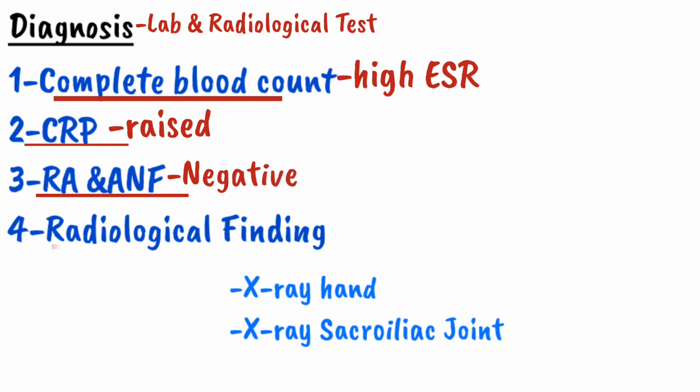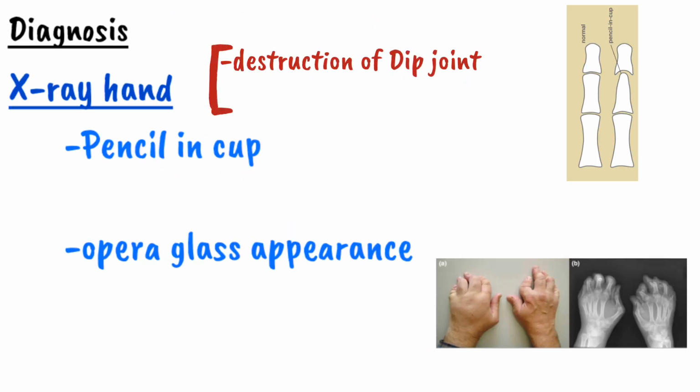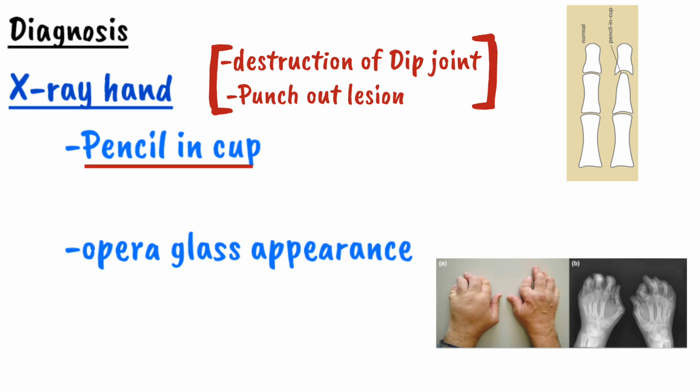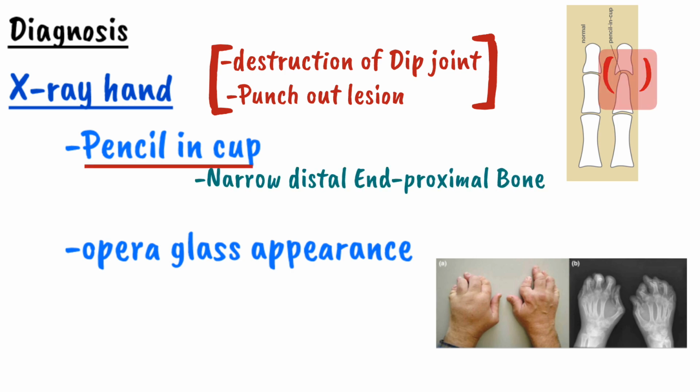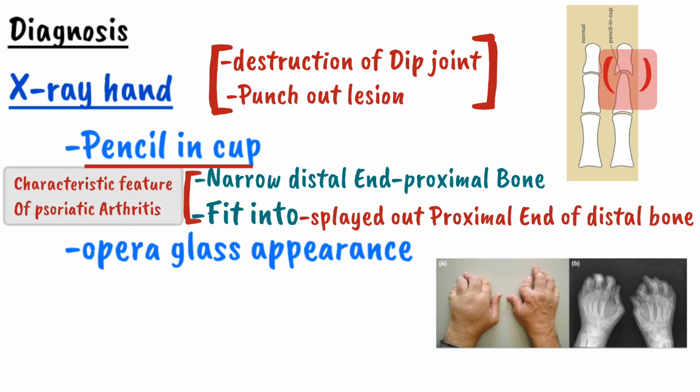The radiological findings in psoriatic arthritis predominantly occur in X-ray hand and X-ray sacroiliac joint. In X-ray hand, there will be destruction of the DIP joint with deformity. Along with that, there will be a punch-out lesion and pencil-in-cup appearance. In pencil-in-cup appearance, the narrow distal end of the proximal bone fits into the splayed out proximal end of the distal bone. So this will look like a pencil is fitting into a cup, so it is called a pencil-in-cup appearance, and it is usually characteristic for psoriatic arthritis.